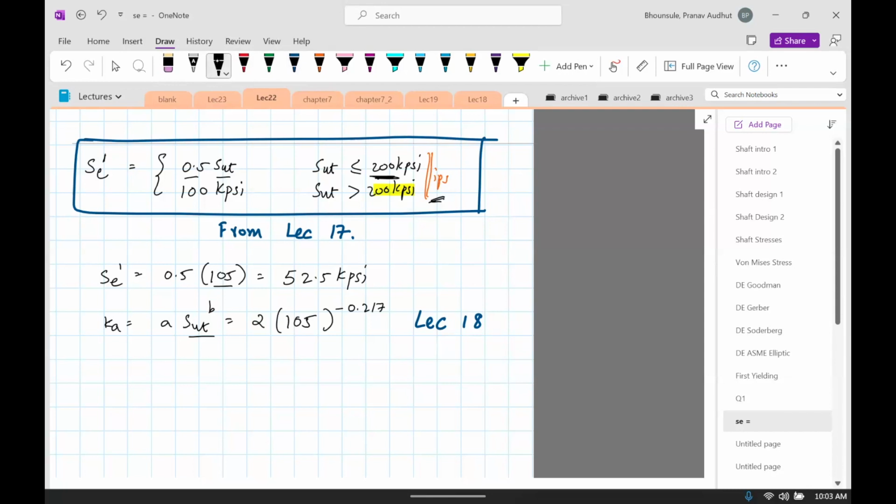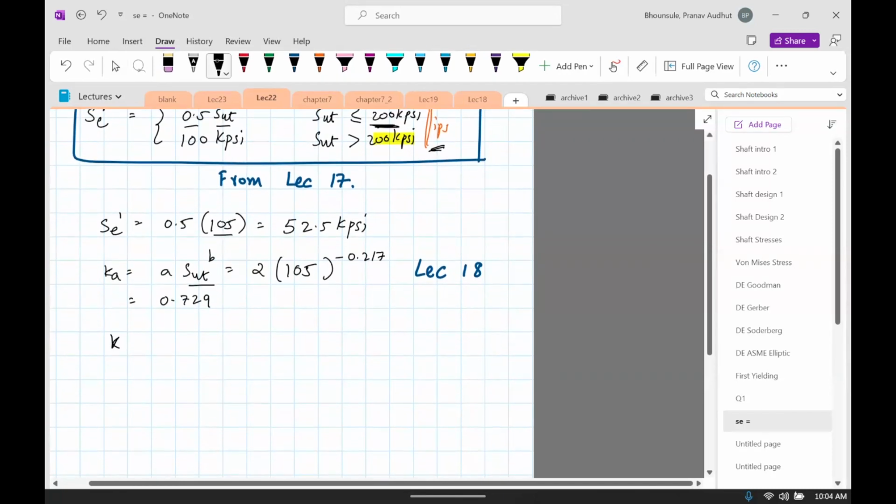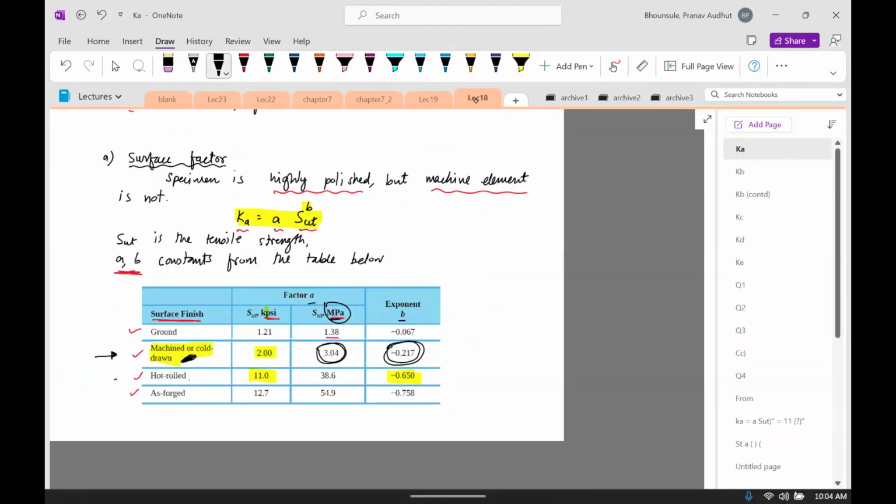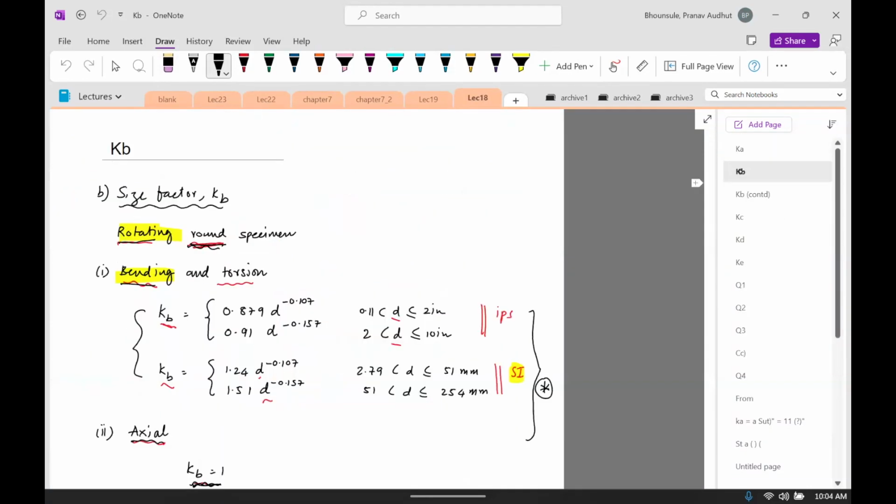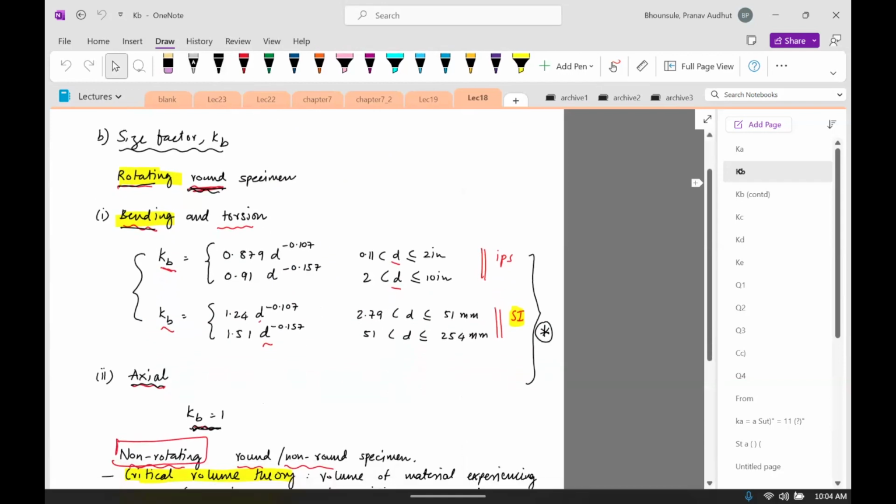Okay, so that comes out to be 0.729. Okay, Kb is the next factor. Let's see what that is. So Kb is a size factor, which depends on the loading.